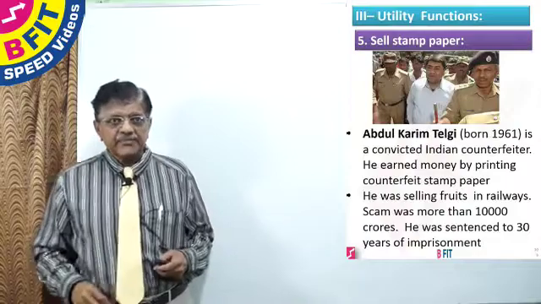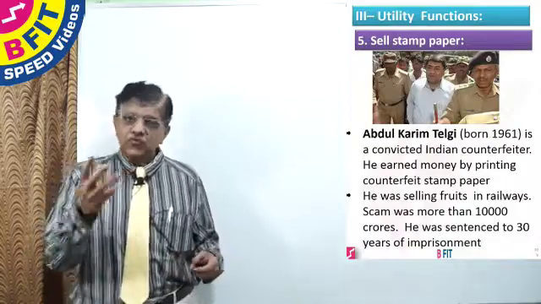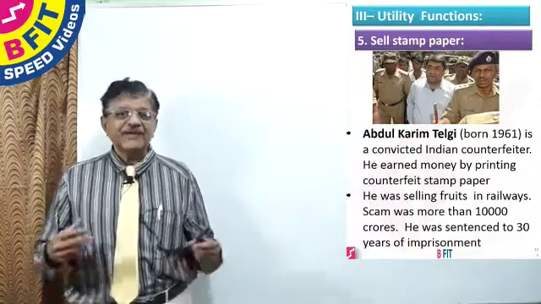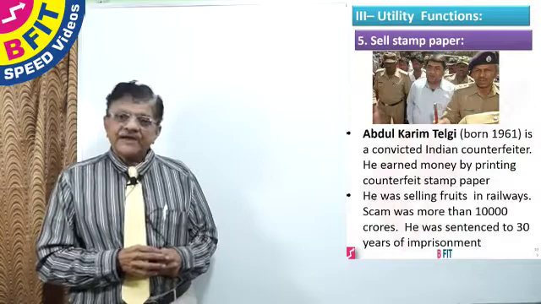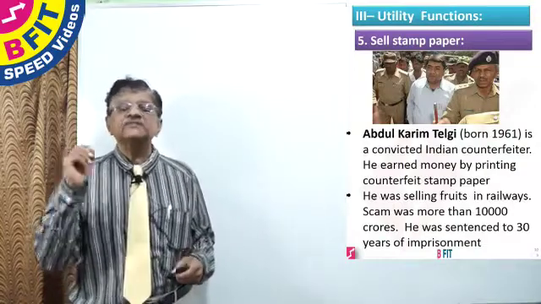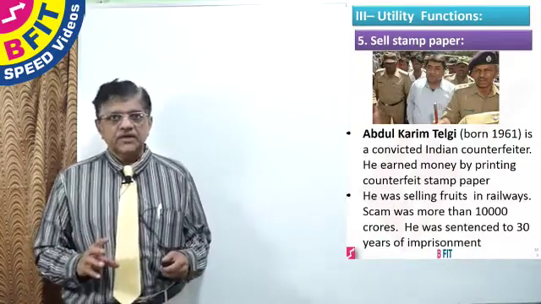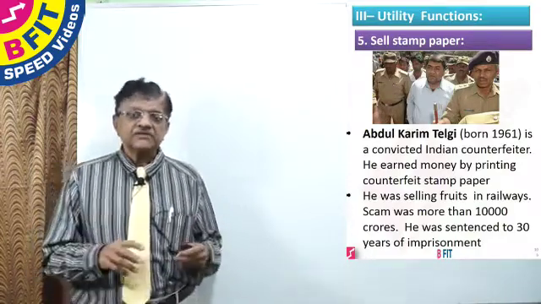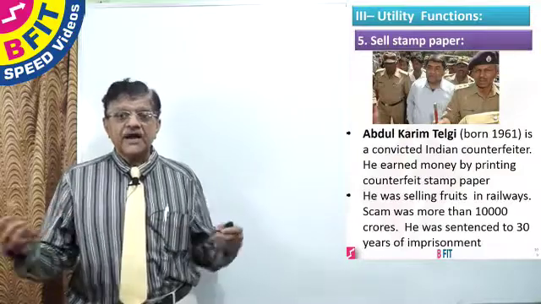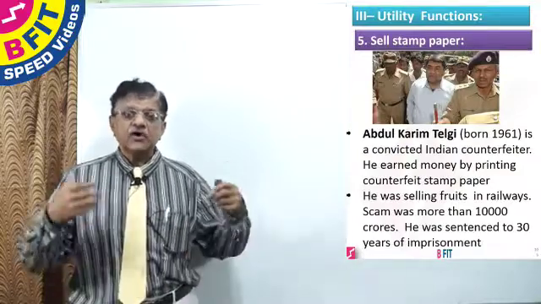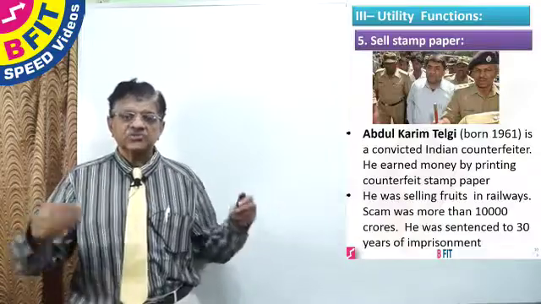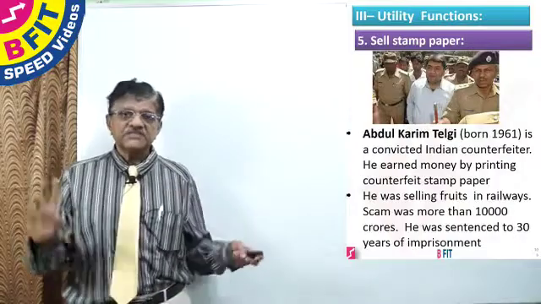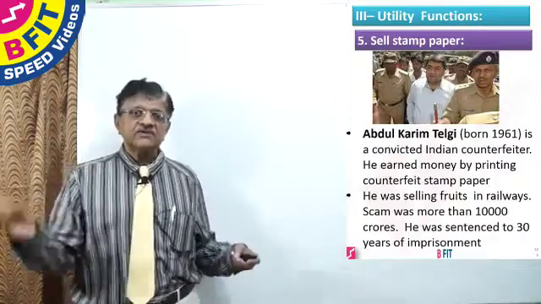There was one Abdul Karim Telgi who was selling fruits in railways. He was a very entrepreneurial person, perhaps with a spirit of enterprise. Then he counterfeited the stamp paper. He printed stamp paper himself and started distributing it through the vendors. He mixed the original and the duplicate, and over a period, a lot of duplicate non-judicial stamp papers were sold in the market, and people purchased them and registered their deeds.